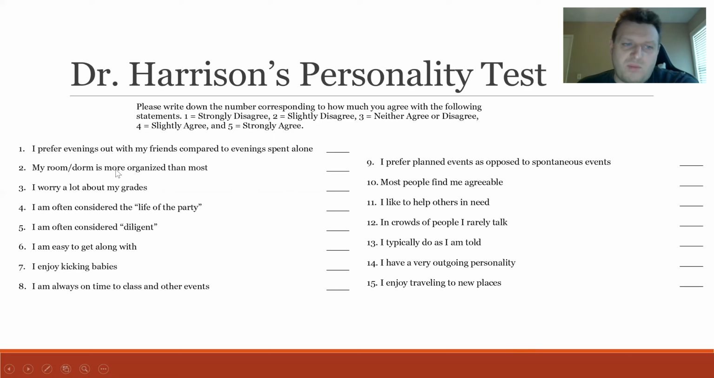My room/dorm is more organized than most. I worry a lot about my grades. And you can go through this and see what these items are. Now, the question is, how many personality traits am I measuring? Am I measuring 15 separate personality traits? Am I measuring 2 personality traits? Am I measuring only 1 personality trait?